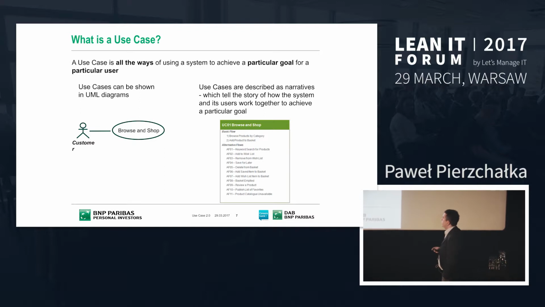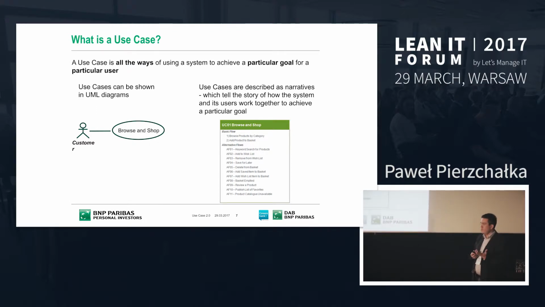But there is also another way of describing use cases: using use case narratives. What the use case narratives do is tell the stories of how the system will be used by the users to achieve the goal of the user, the goal of the customer. So you can see this browse and shop can be described as different stories.